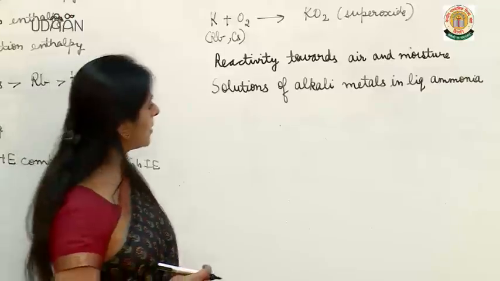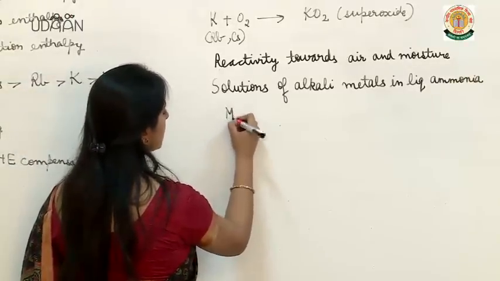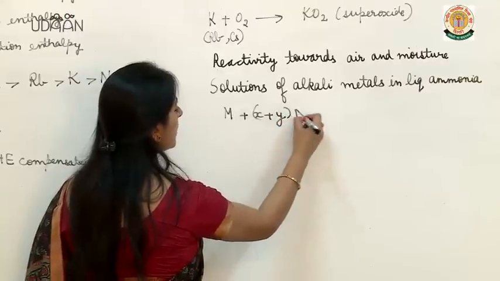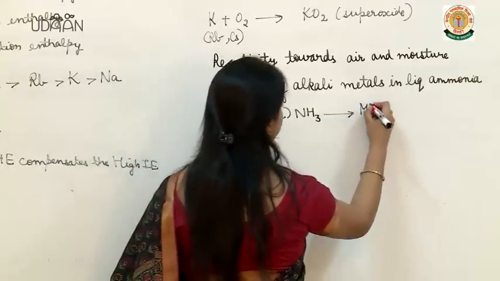When alkali metals are dissolved in liquid ammonia, we get ammoniated electrons and ammoniated cations.